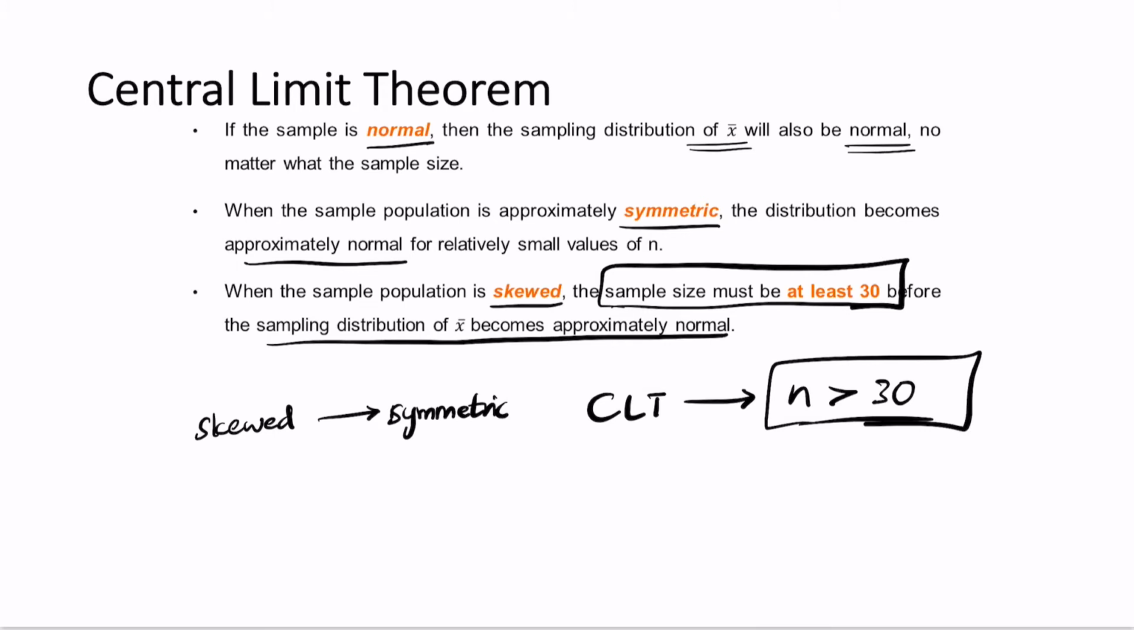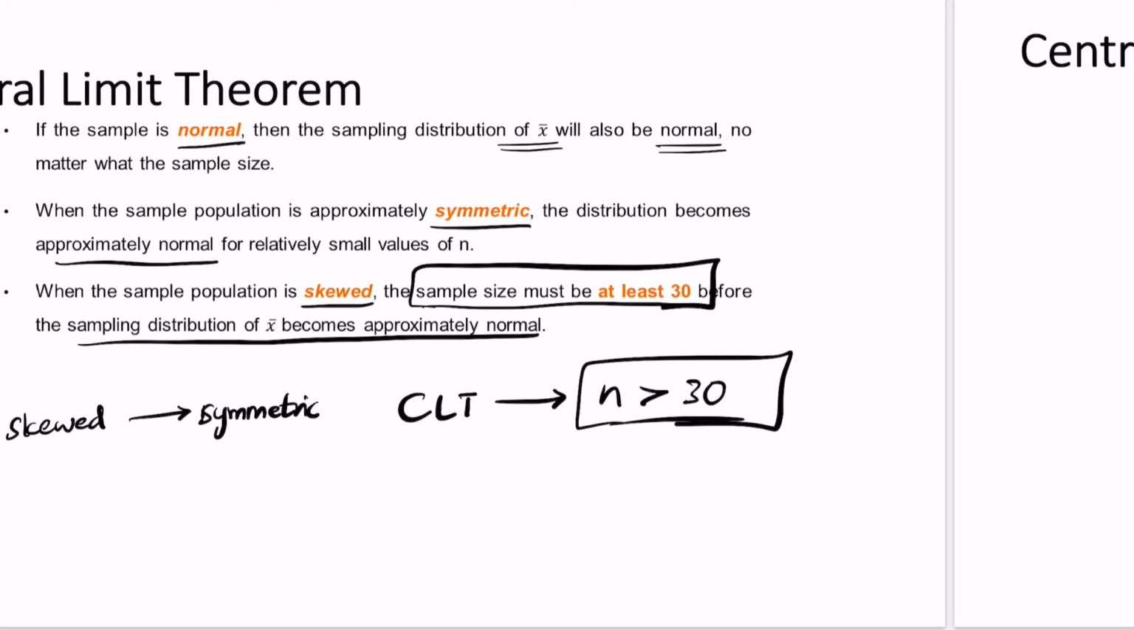Now remember that in the problems, if n is given as less than 30, it must be mentioned that it is a normal distribution. Unless they mention that it is a normal distribution, do not solve it using CLT. So if the question says that n is less than 30, it must also be accompanied by the point that it is approximately a normal distribution. If they don't say that, then we do not use CLT to solve that problem.